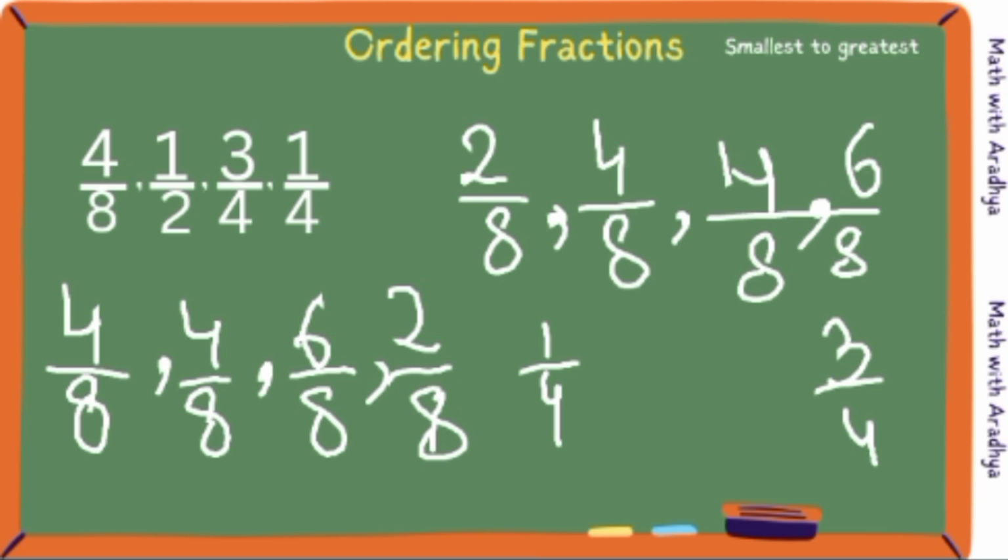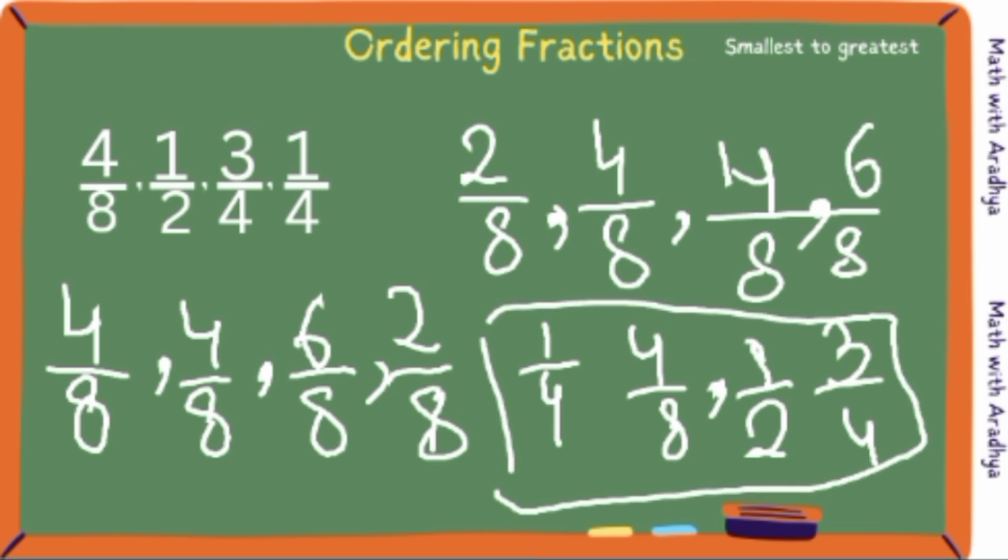And as we know that 4 by 8 and 1 by 2 are the same, so we are going to write there in the middle 4 by 8 and 1 by 2, like this. Here we go, this is our fraction right now. So this is our answer.